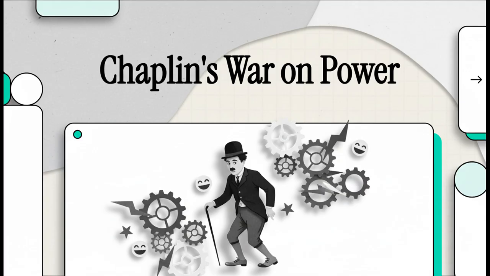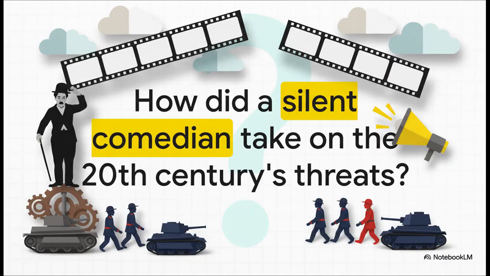So let's dig into how he did it. And really, that's the big question for us here. How on earth did a guy who got famous by being silent manage to shout so loudly against these dehumanizing machines and totalitarian dictators? Well, the answer is all in how he told his stories, frame by incredible frame.